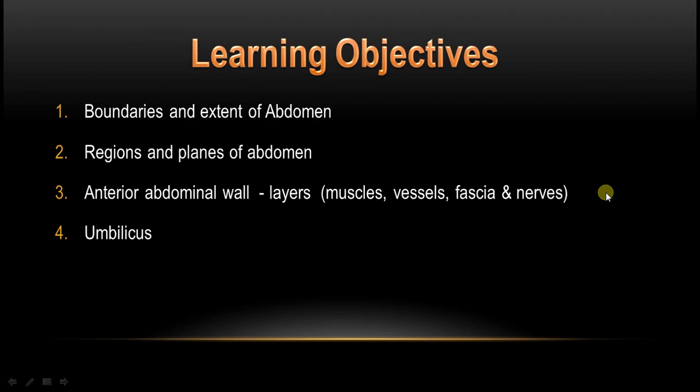Then one important landmark in the anterior abdominal wall is the umbilicus, with respect to which we will also throw some light on its importance. And then finally we will conclude today's chapter with some applied aspects such as the surgical incisions and the various hernias which can occur through the anterior abdominal wall. And finally I will touch upon the osteology of the lumbar vertebra very briefly.